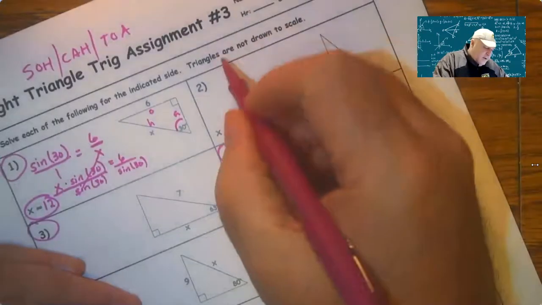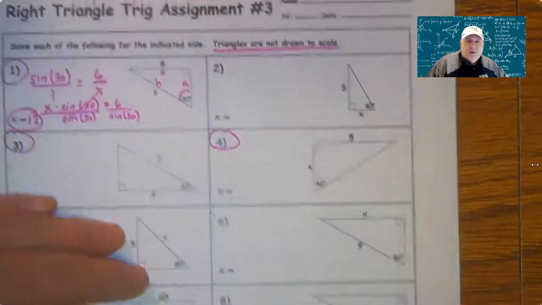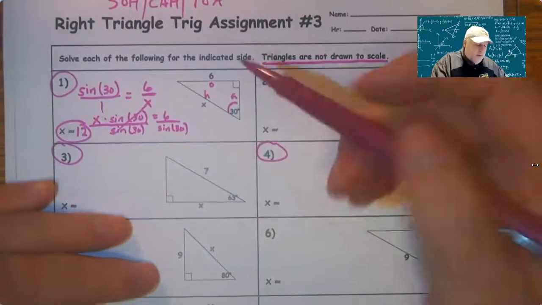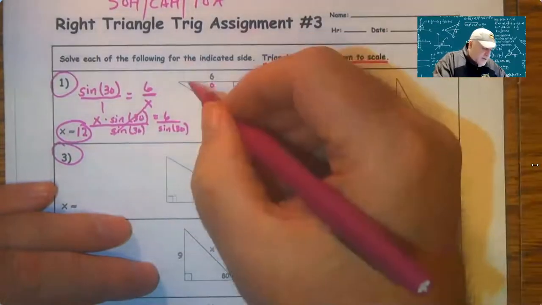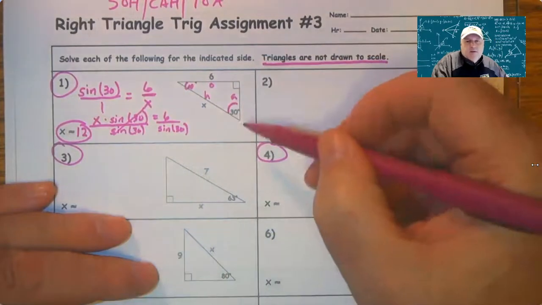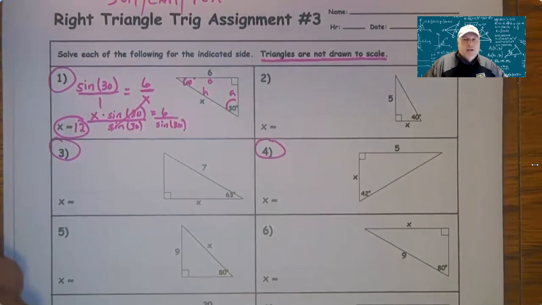One thing I need to say here, my triangle drawing is bad. They're not to scale, so you have to go with the labels. So it doesn't make sense on this triangle. This is 30 degrees, this is 60 degrees up here, which means that side needs to be longer technically. So make sure that you're going with the data and not the drawing. The drawing is just something for you to look at. In other words, they're not to scale.